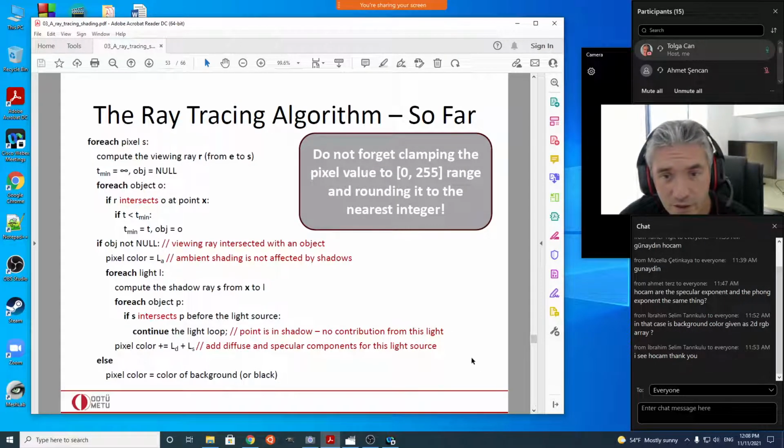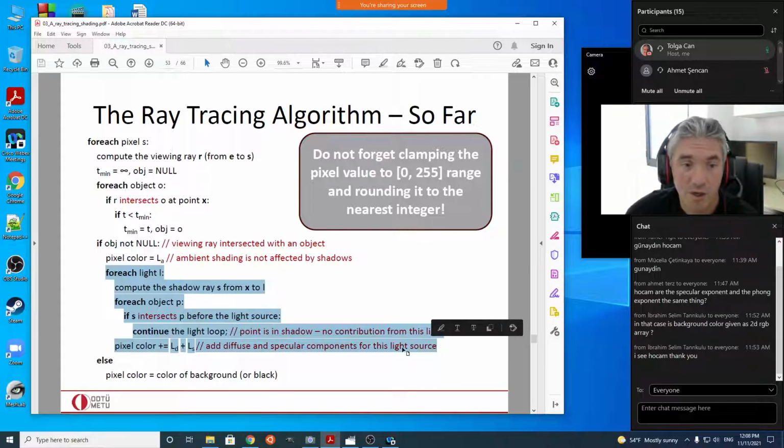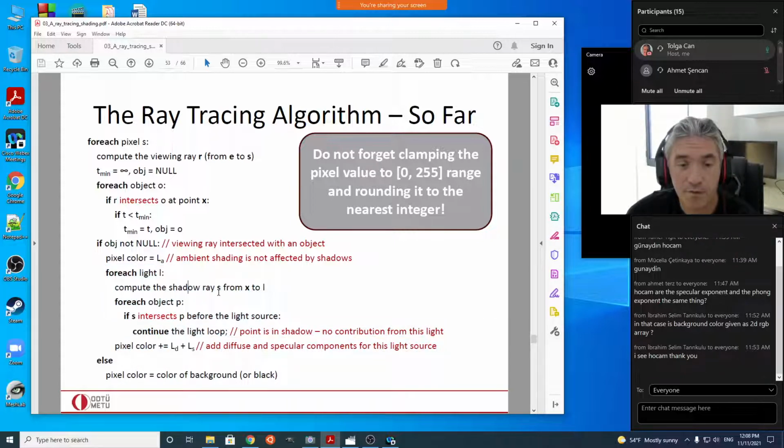Now, the ray tracing algorithm so far is, for each light source, we compute a shadow ray to that light source, and we intersect our shadow ray with each object. If the intersection occurs before the light source, it means there is a shadow. When we continue the light loop, we just proceed to the next light. If it's not in shadow, only if it's not in shadow, we compute the diffuse and specular components and add it to our pixel color.